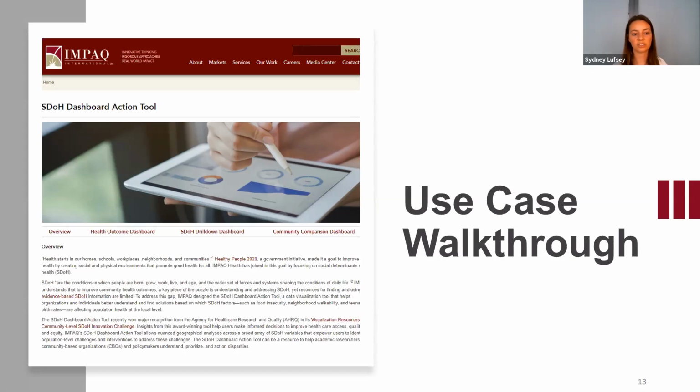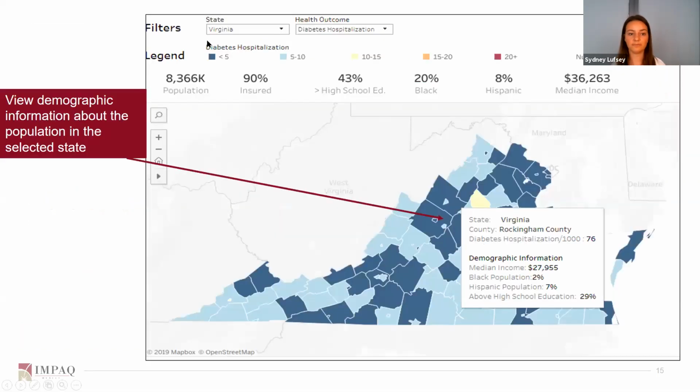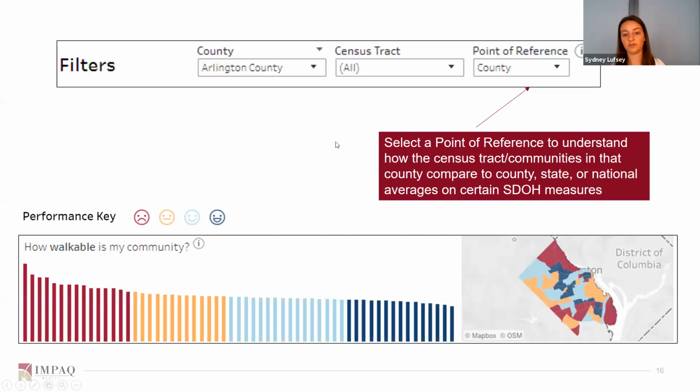And I would first draw your attention to the first dashboard, the health outcome dashboard, where you can select a specific state of interest and health outcome of interest, as you're interested in diabetes. Then after selecting that, the tool will populate the demographic information on the state that you selected. And you can actually hover your mouse over specific counties within the state to get a better understanding of the individual county's demographic information.